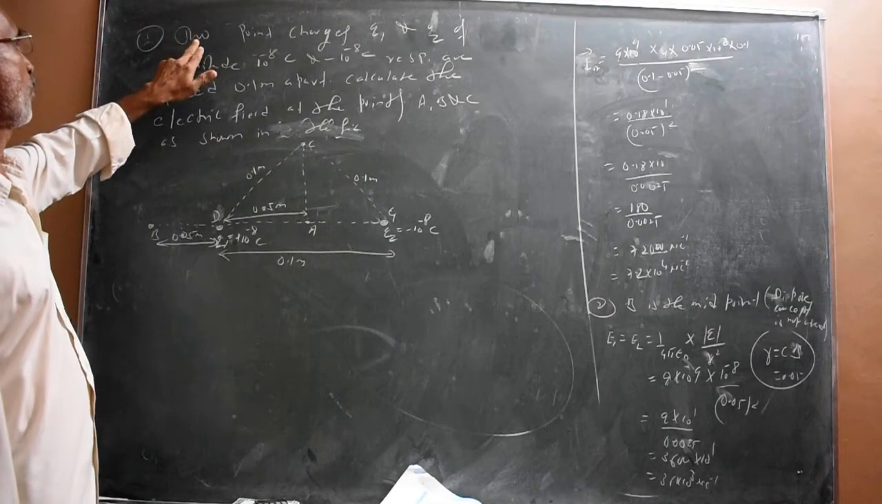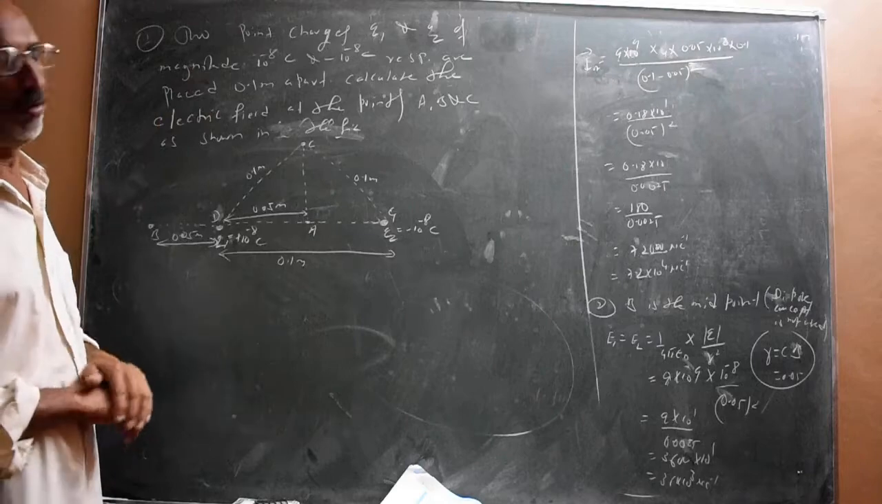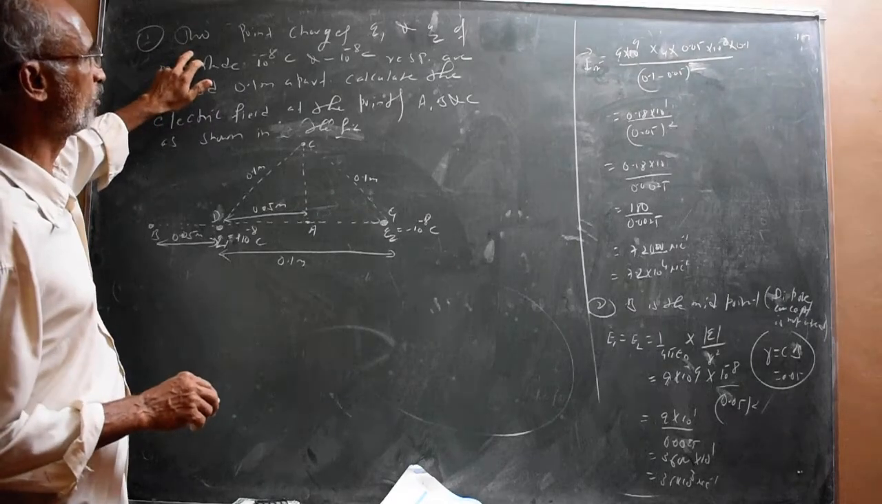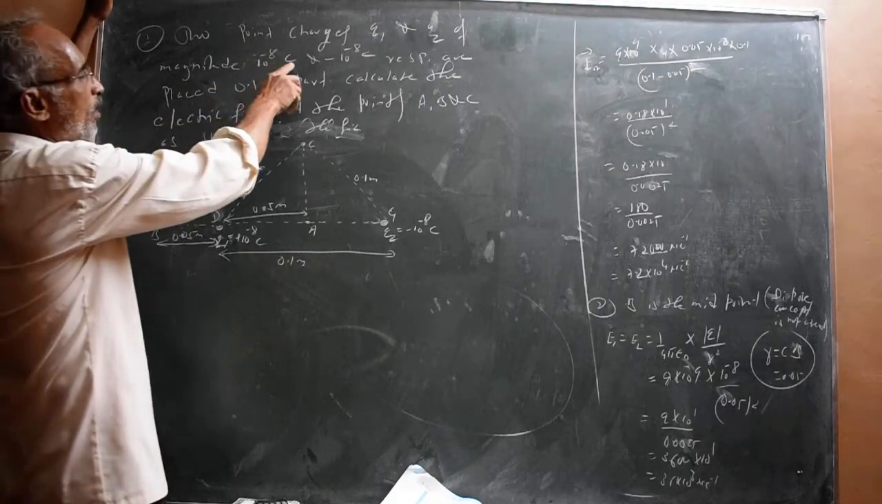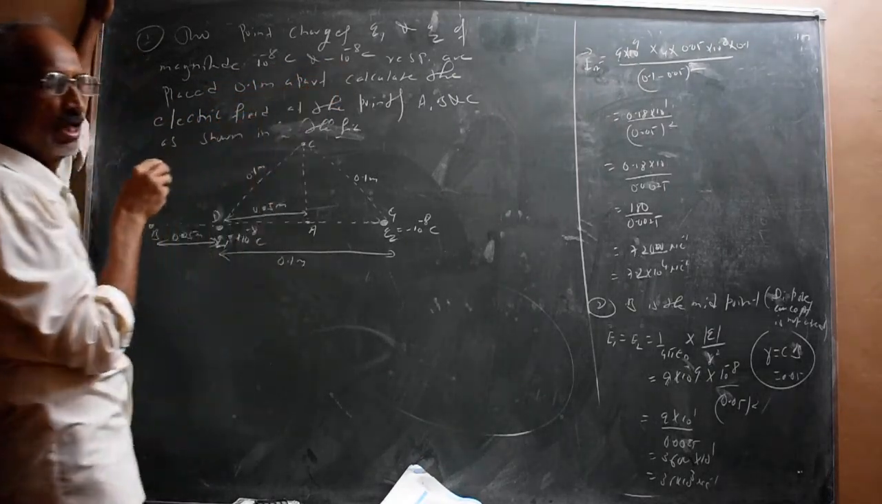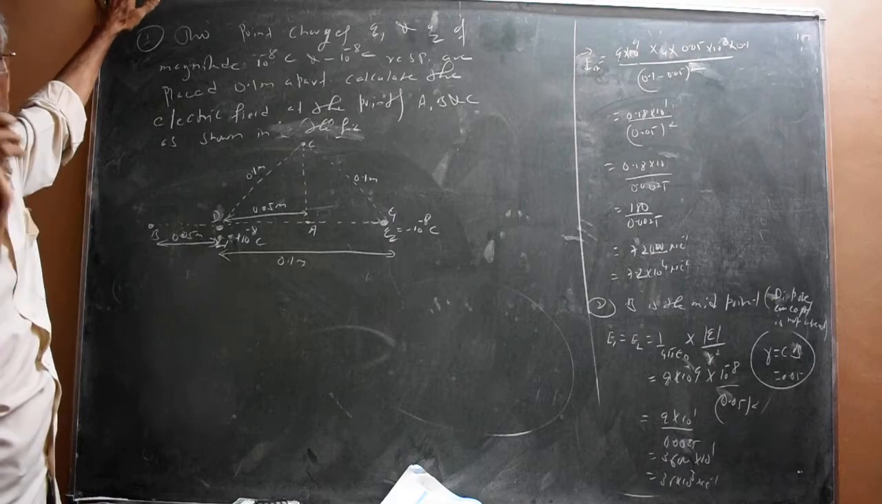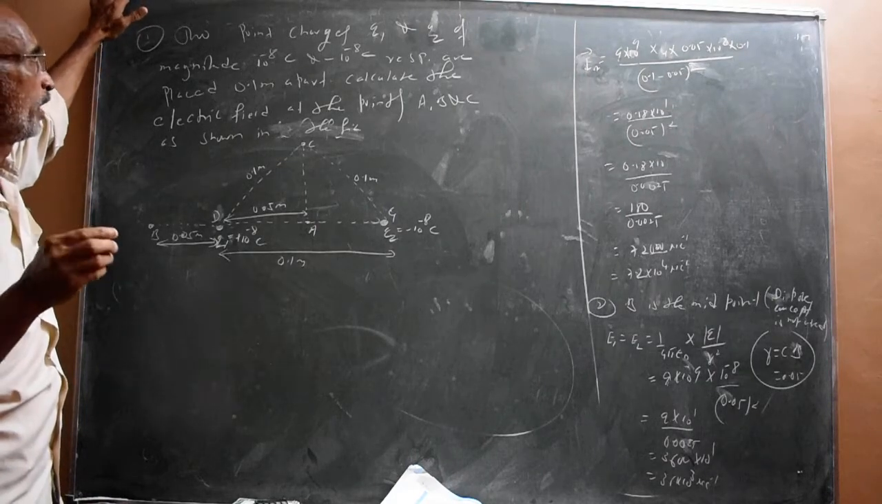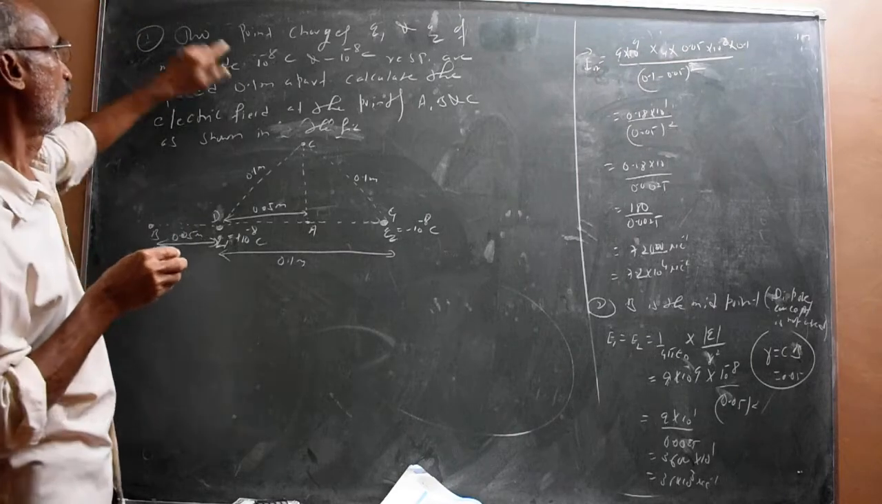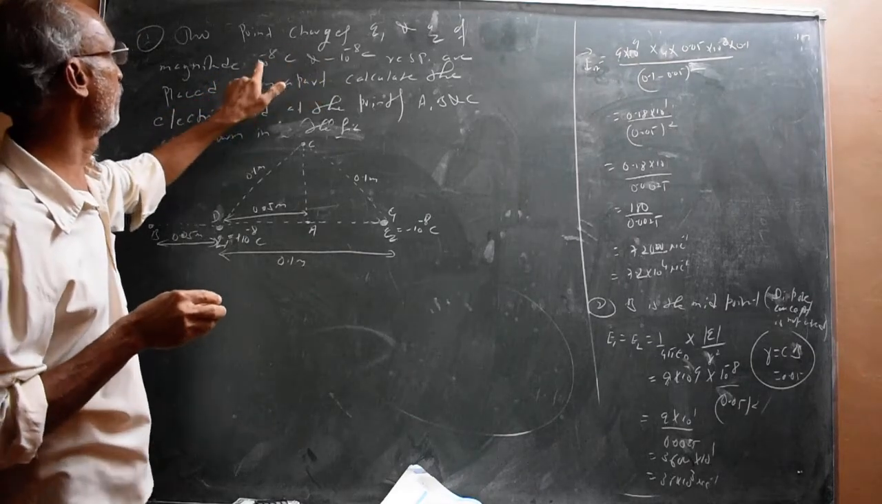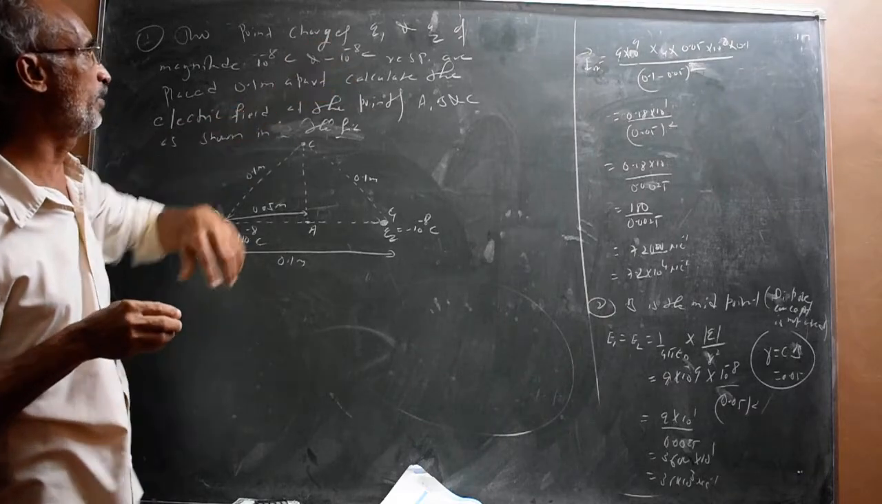Let us take one more problem on dipole. Two point charges Q1 and Q2 of magnitude 10 raised to minus 8 coulomb and 10 raised to minus 8 coulomb. That is the point for a dipole: Q1 and Q2 should be of the same magnitude but opposite polarity. One is plus, one is minus. Magnitude is the same, 10 raised to minus 8.